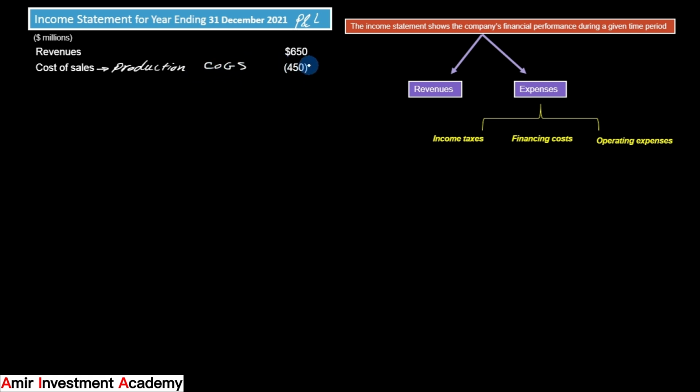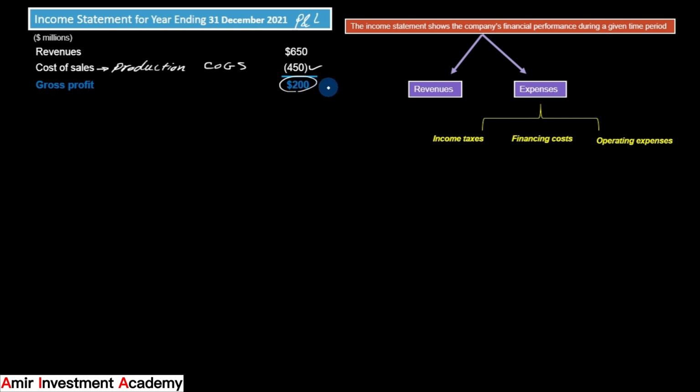And we know in accounting we put parentheses when we're talking about negatives, so that ends up to be 450 million. So you have 650 million of revenue, and you have 450 million, which is the cost of your sales. You deduct this from your revenue, and you're going to end up with something called gross profit, which in our case is 200 million. So that's your gross profit.